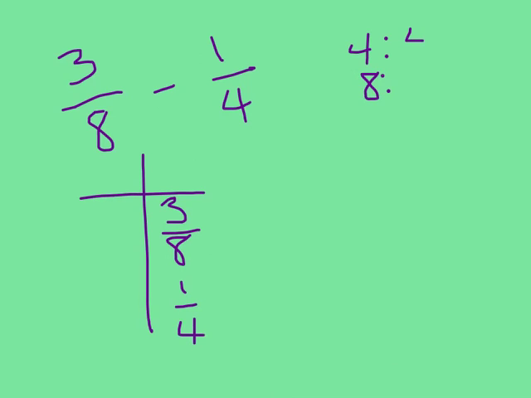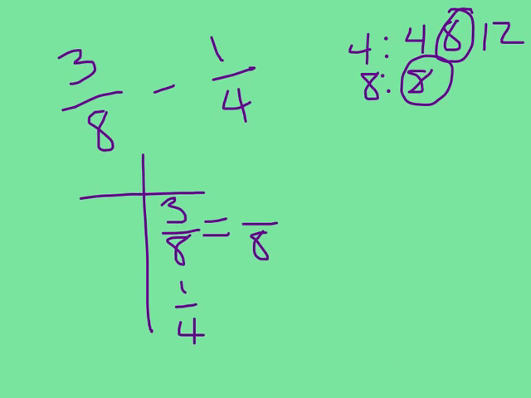Well, when I count by 4s and I count by 8s, 8 is the smallest number on both lists. 8 is the least common denominator. Now I can change each fraction so that it has a denominator of 8. 3/8 doesn't need to change. It already has a denominator of 8. When I change 1/4 to have a denominator of 8, what fraction do I get?